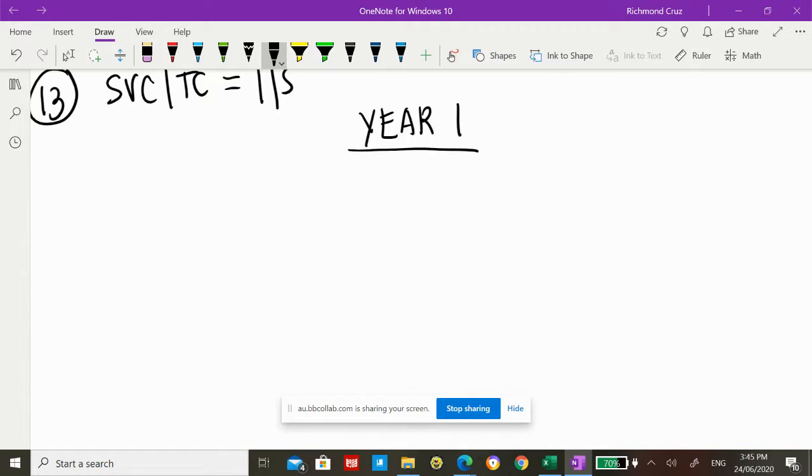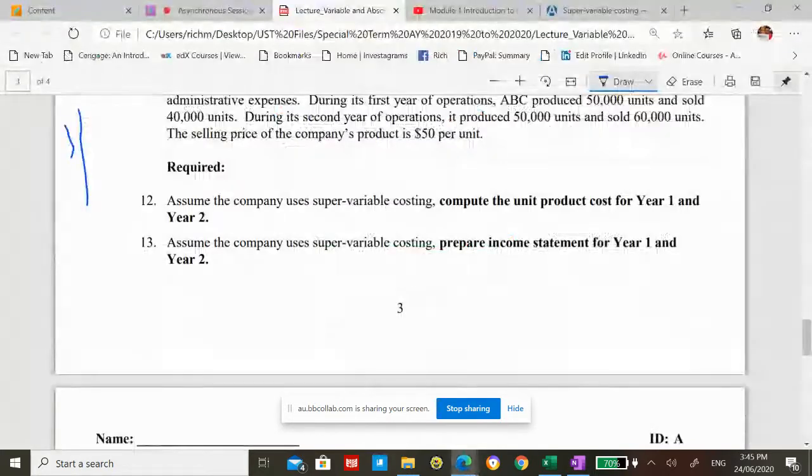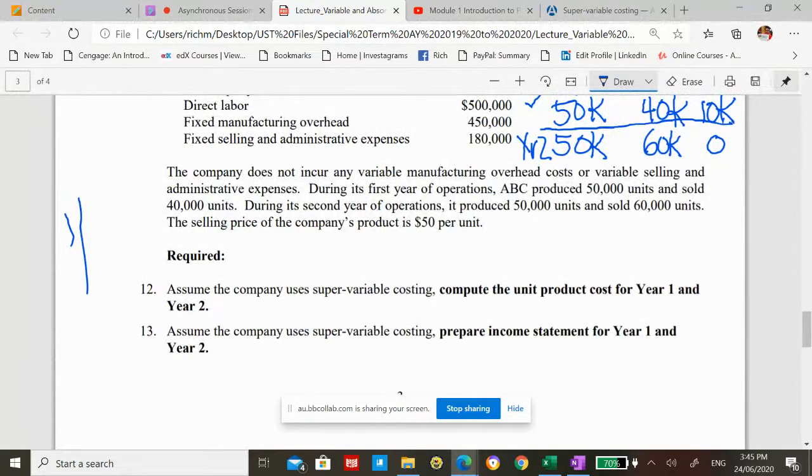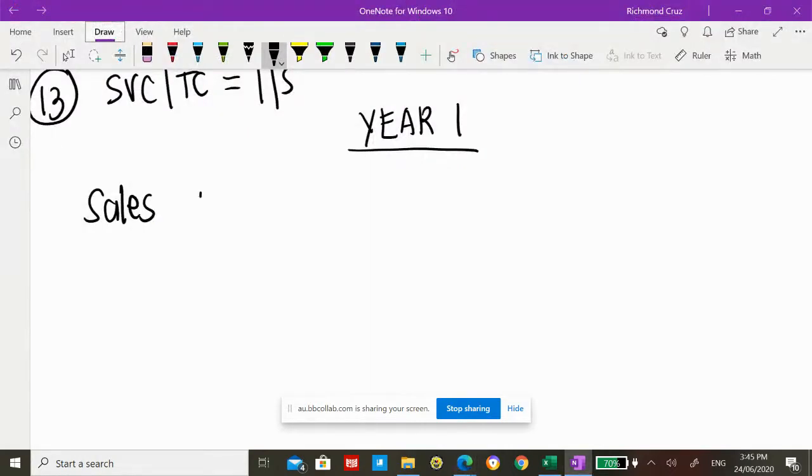So since this is income statements, we're going to start with sales. And sales is just the units sold multiplied by the selling price. If we go back to the problem, the units sold for year one is 40,000 units, and our selling price is $50 per unit. So for sales, this is 40,000 units multiplied by the selling price, and that is $50. So the product will be 2 million.